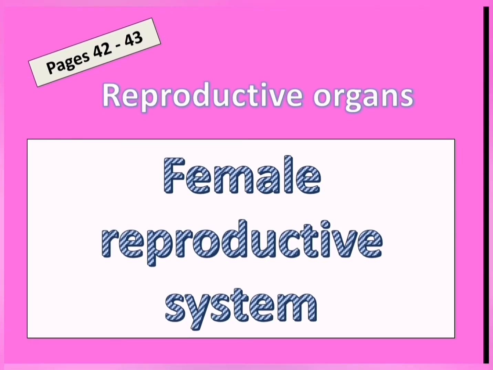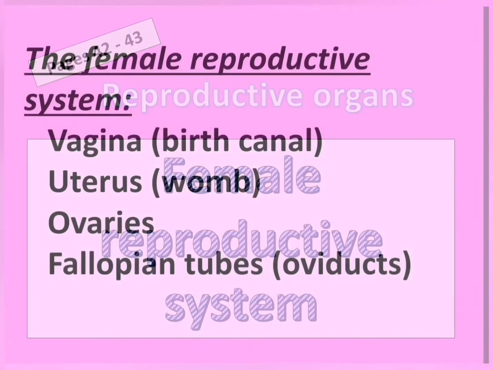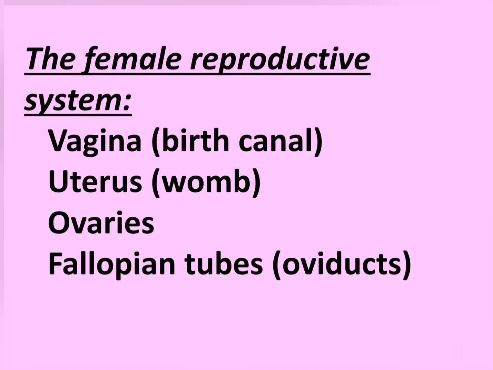So now that we've completed the male, let's look at the female reproductive system. Now, these are the parts that make up the female reproductive system. It's basically the vagina, the uterus, the ovaries, and the fallopian tubes. Now, you'll notice in brackets the common English words that we use for these terms.